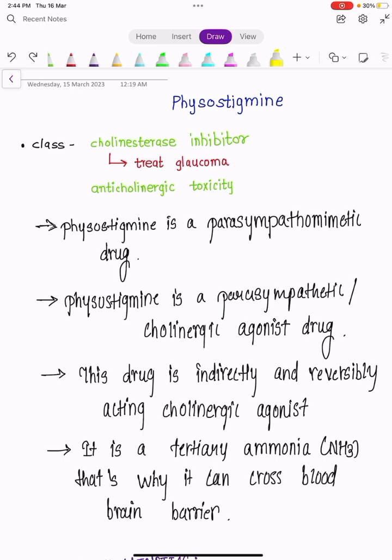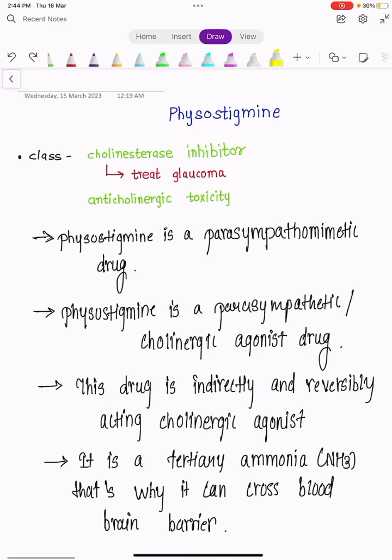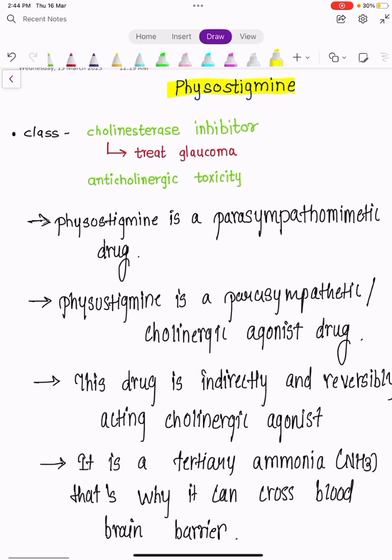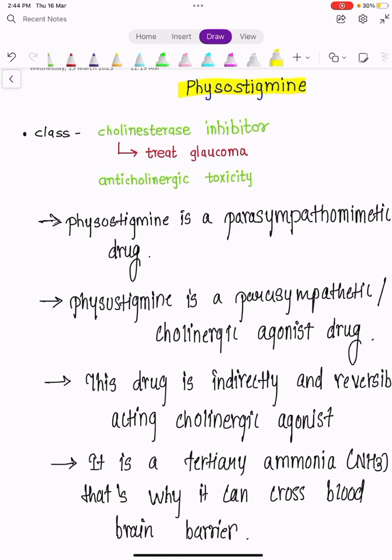In this video, I am going to explain a drug named Physostigmine. So let's start. Physostigmine belongs to the class of cholinesterase inhibitors, which helps us to treat glaucoma.